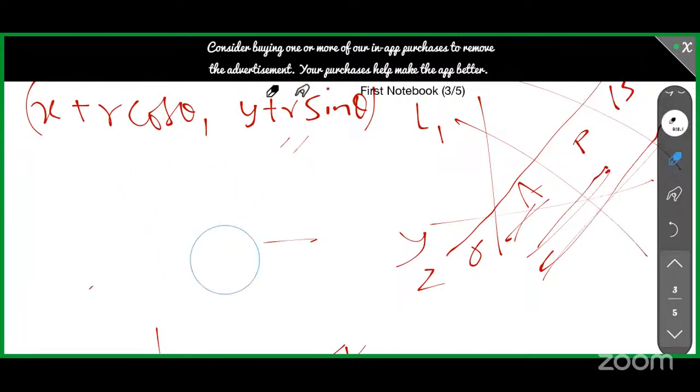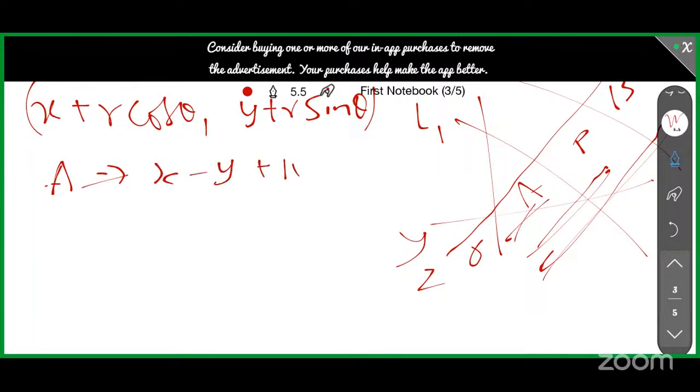Now we'll go line by line, one by one. So look carefully. My point A is on the first line, correct? Yes, sir. What is the line equation of the first line? x minus y plus 10 equal to 0. The first line's equation is x minus y plus 10 is equal to 0.